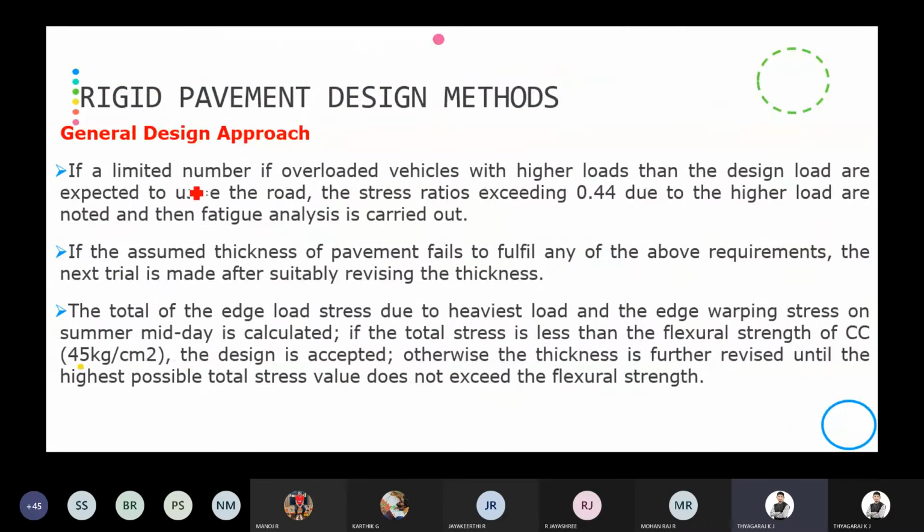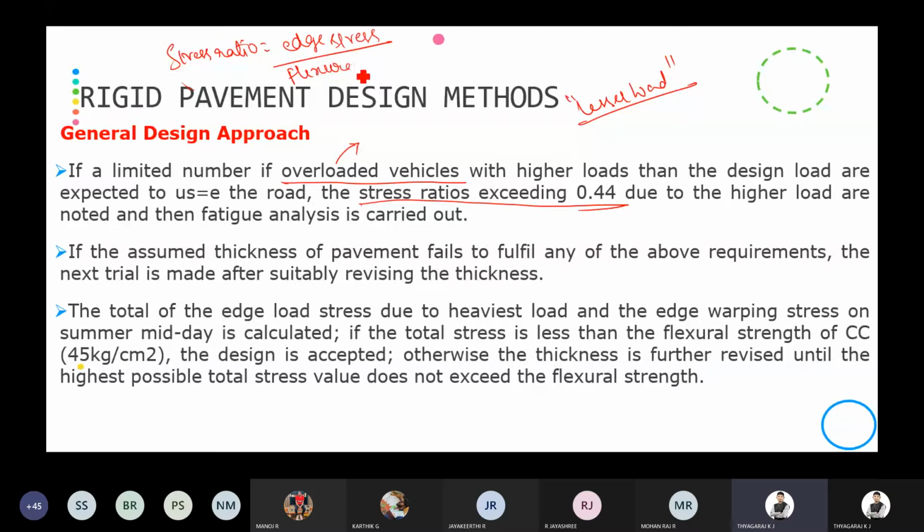Usually we are going to design it for a lesser load, that is an underloading condition we are going to consider. But if a large number of overloaded vehicles are moving, beyond the design load expected to use the road, we consider the stress ratio. So remember, stress ratio is equal to edge stress divided by flexural strength of concrete. Make a note of it.